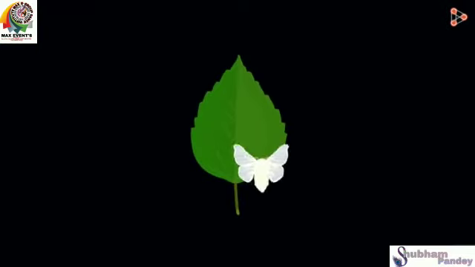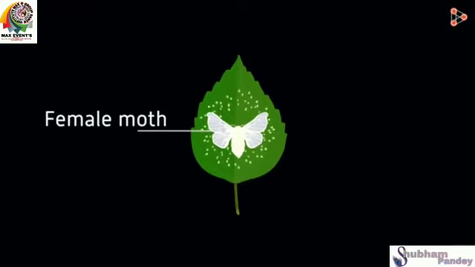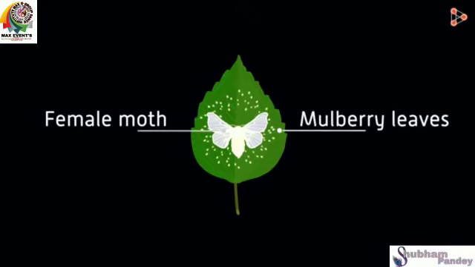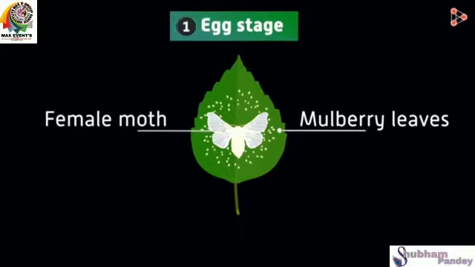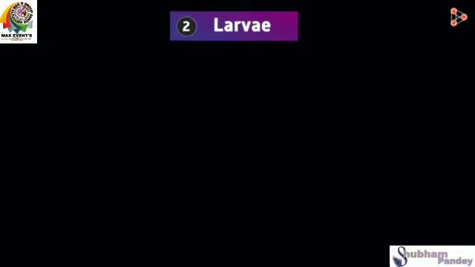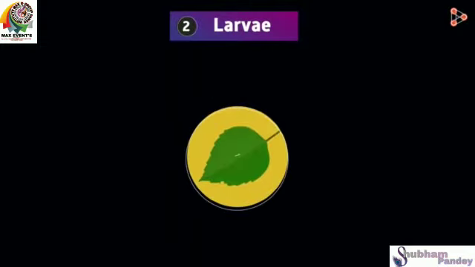To begin with, the first stage is where the female moth lays eggs on a leaf. Which plant leaves are preferred by the moth? It is the leaf of plants like mulberry. So the egg stage is the first stage. The next stage is where eggs develop into larvae. Yes, these worm-like structures, the larvae, grow in size by feeding on mulberry leaves.